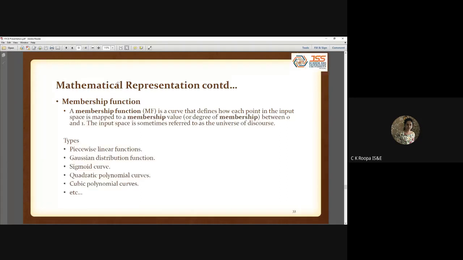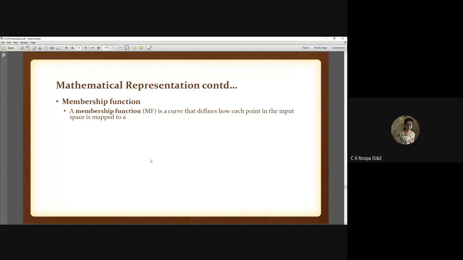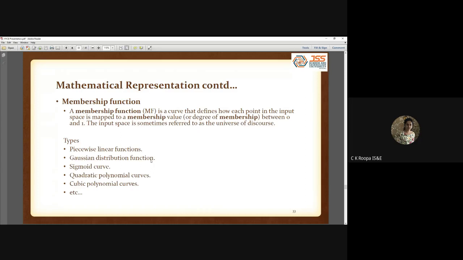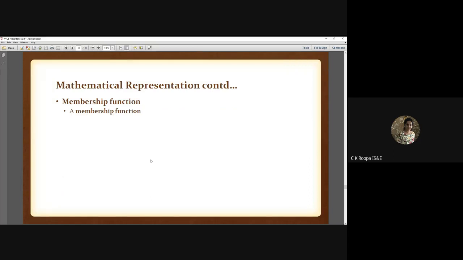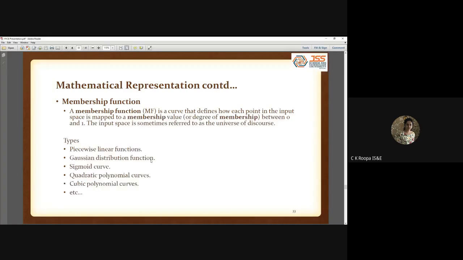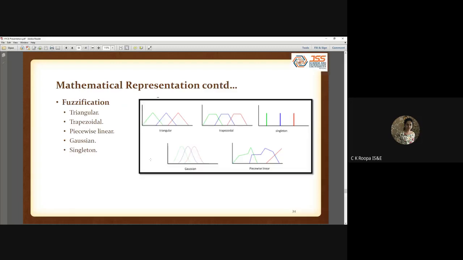So there are so many membership functions, because membership functions are responsible to convert one form of an image to another form of an image. You have various functions that exist in the literature, like piecewise linear function, Gaussian distribution function, quadratic polynomial curves, cubic polynomial curves, sigmoid curves, etc. But they are all based upon the mathematical representation methods, right?